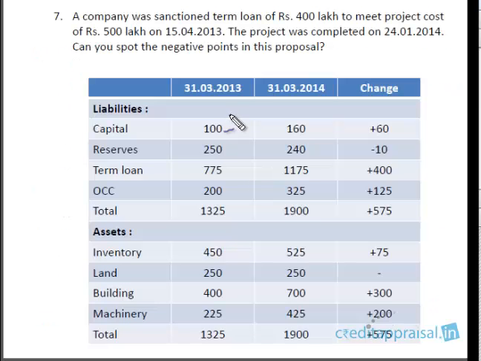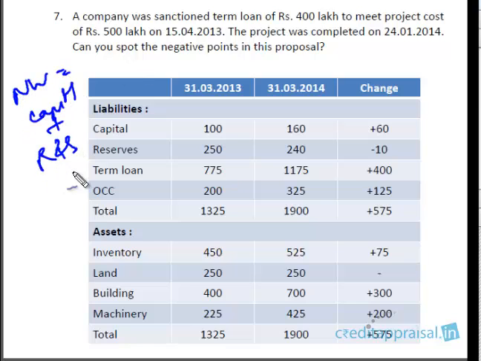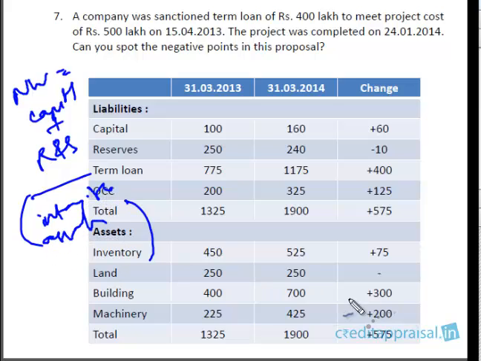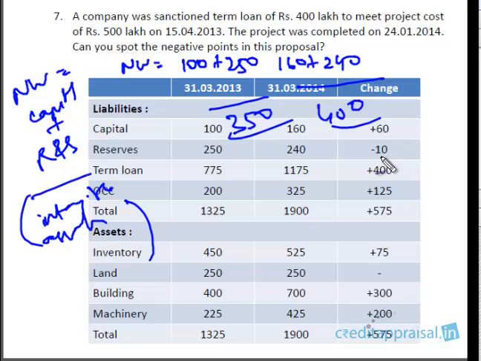Very simple formula. Net worth is just the sum of capital and reserves and surplus. Of course, there's a small condition here, assuming that there are no intangible assets. In this case, there are no intangible assets, right? So capital plus reserves and surplus. So on 31/3/2013, what is the net worth? It is capital 100 plus 250, right? Here it is 160 plus 240, right? So here it will be a total of 400, and here it is 350, right? So the percentage increase, that is 50 by 350, around 15% you will get, right? So the increase in net worth.